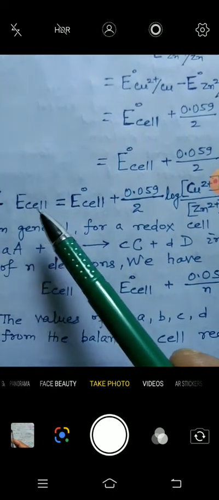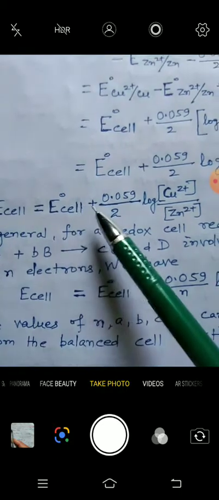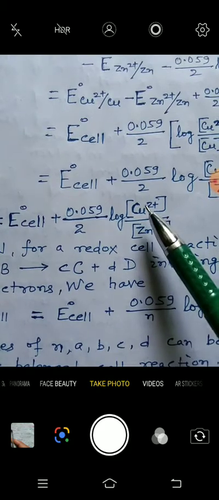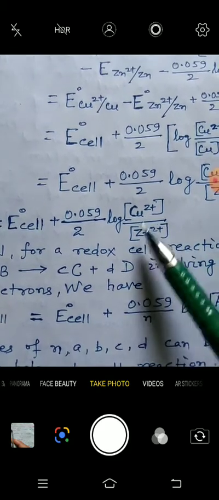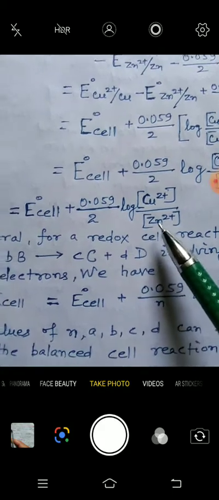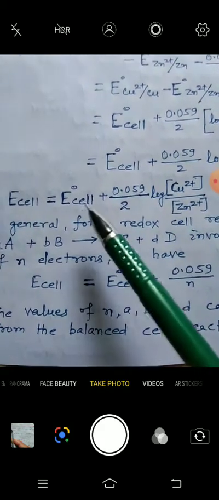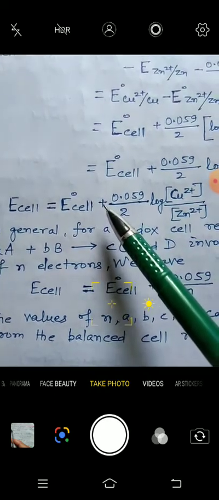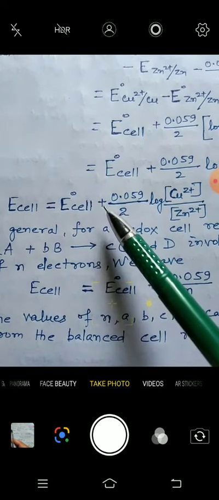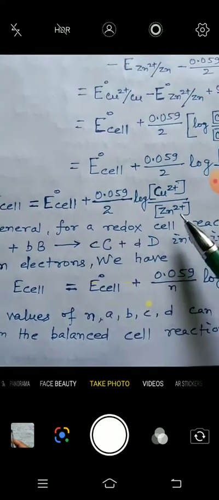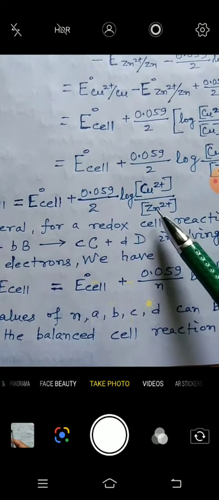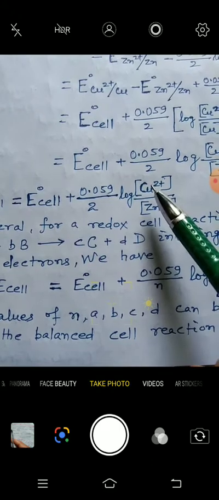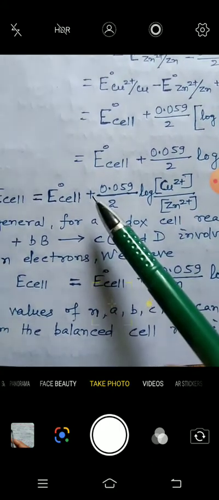The relation for the electromotive force of the cell will be equal to E naught cell plus 0.059 by 2 log of the concentration of copper ion solution by the concentration of zinc ion solution. Now, generally students become confused regarding this plus sign. It may also be a minus sign when the concentration of the zinc ion is above, in the numerator, and the concentration of copper ion is in the denominator, then this sign will become minus.